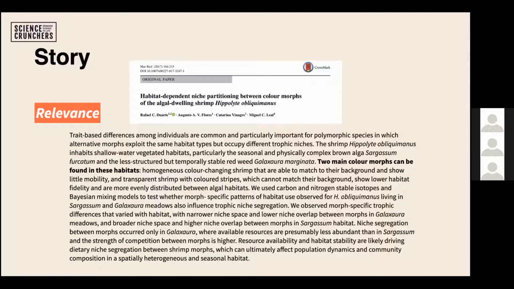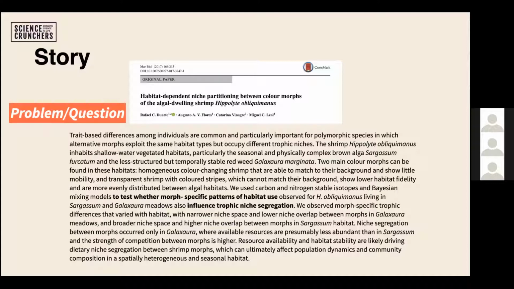Why is it relevant? Well, some sentence within this abstract says that 2 main color morphs can be found in these habitats. Okay, well, why is it relevant? Is it relevant for the community composition, for the evolution of this species? Of course, that relevance depends on our audience, but in this abstract, we are focusing on a very specific audience, scientists. The problem and the question was to test whether morph-specific patterns of habitat use influence trophic niche segregation.